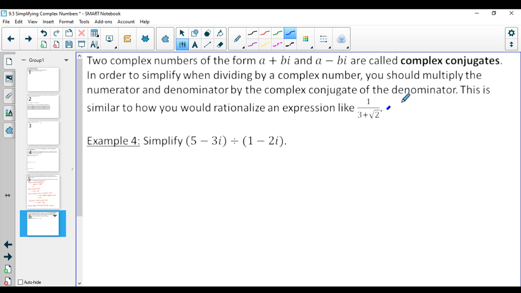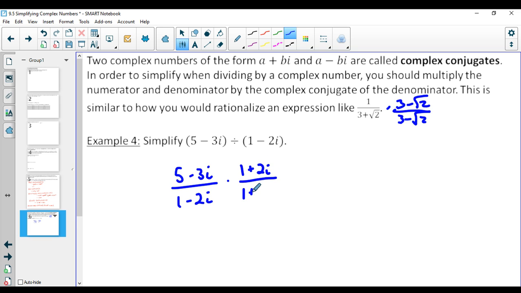So to do this, we would multiply the top by 3 minus the square root of 2 and the bottom by 3 minus the square root of 2. It's the same thing with complex numbers. So if I have 5 minus 3i divided by 1 minus 2i, to get rid of the i in the bottom there, I'm going to multiply by the conjugate, which is going to be 1 plus 2i. And you'll see why. It's because this pattern happens where you might want to think of parentheses on all of these.